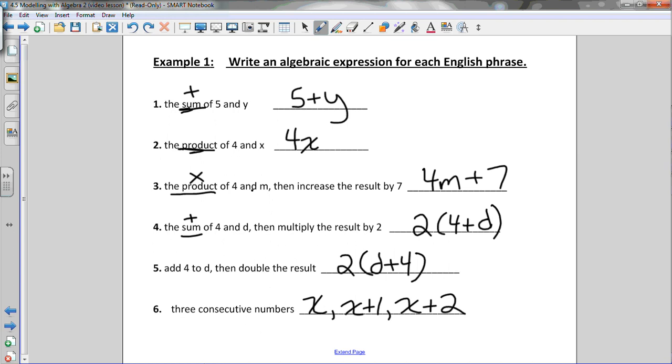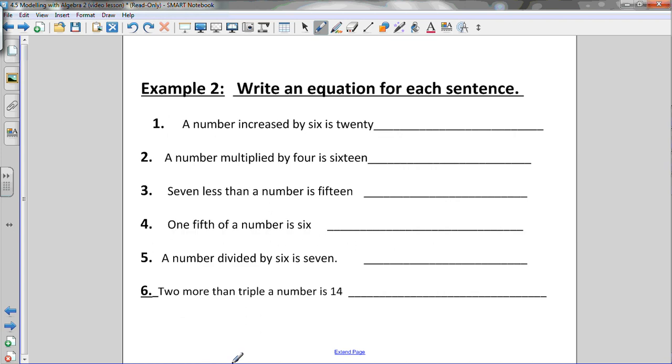Example 2. Let's write an equation for each sentence. So we're writing equations now. A number increased by 6 is 20. I don't know what the number is, so I'll use a variable for that, x. But if I increase that number by 6, it will equal 20. When you see this word is, that means equals. So a number, x, increased by 6, so add 6, equals 20. So I've written an equation based on this sentence.